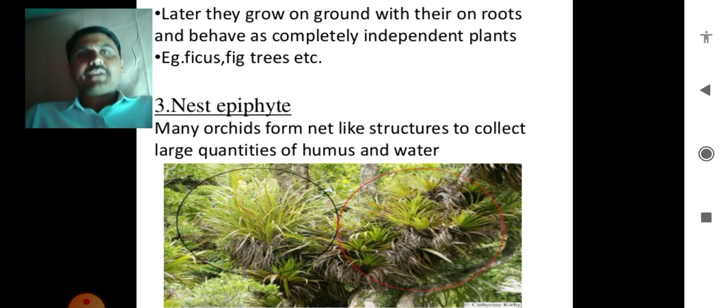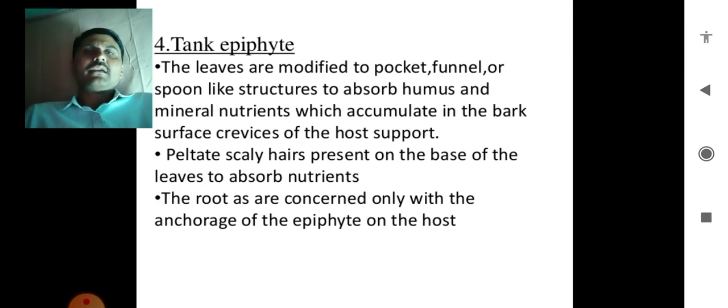Next, nest epiphytes. Many orchids form a net-like structure to collect a large quantity of humus and water on the host plant. Tank epiphytes: the leaves are modified into pocket, funnel, or spoon-like structures to absorb humus and mineral nutrients which accumulate in the bark, surface, and crevices of the host support.